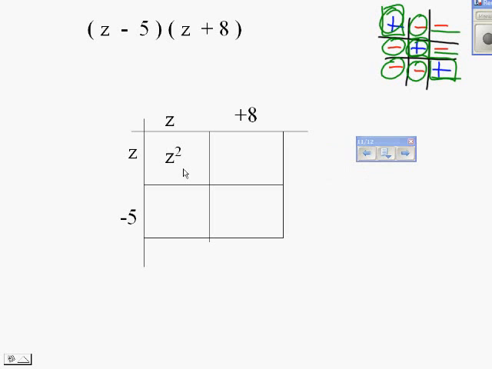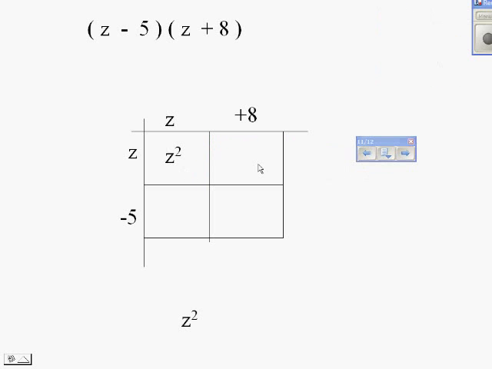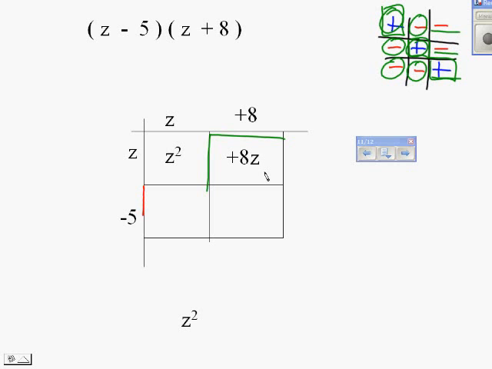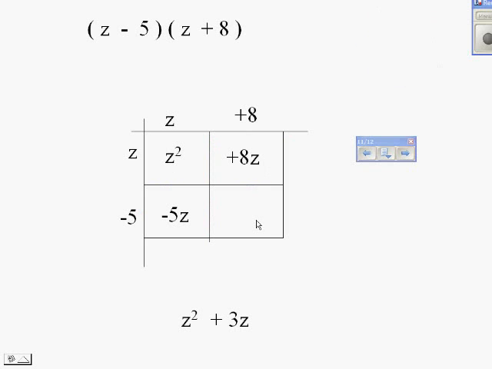So here we have z by z, which is z squared. Next we have z by 8. We label that 8z. Over here we have negative 5 by z. And again, we're multiplying, so that would be negative 5z. And here we have negative 5 by 8. A negative times a positive comes out negative. 5 times 8 is 40.